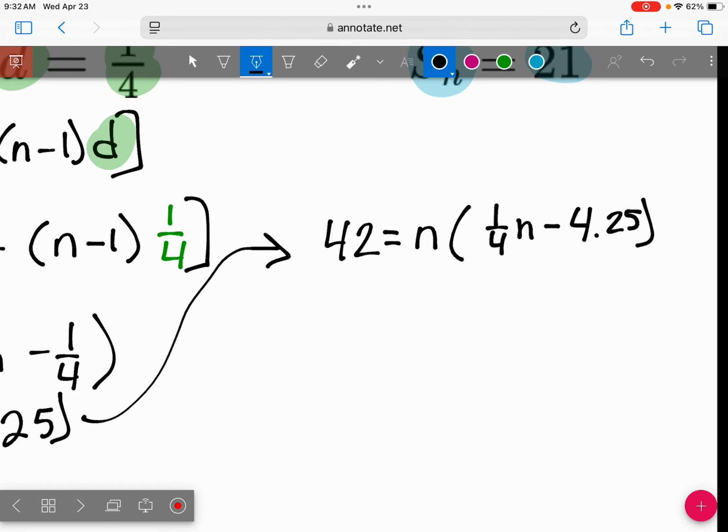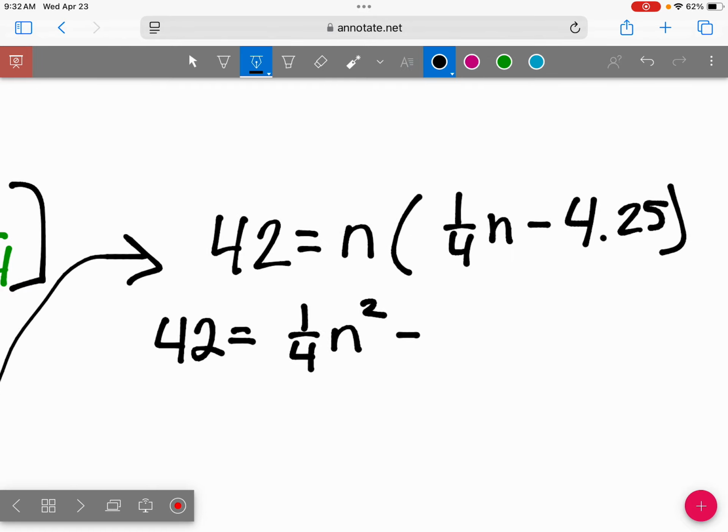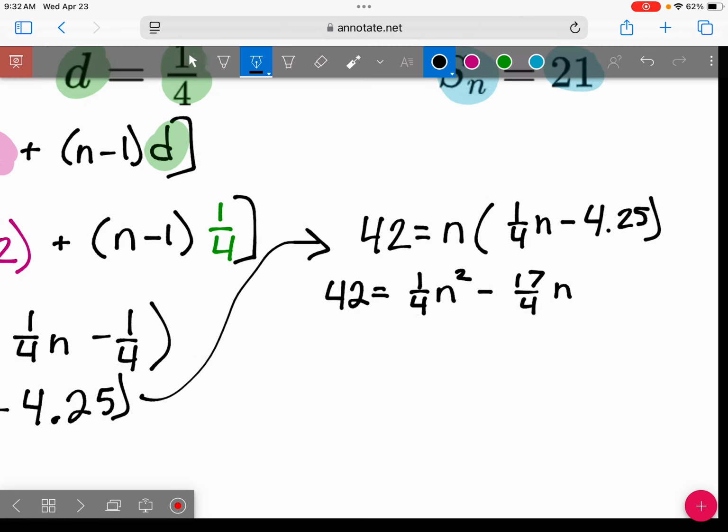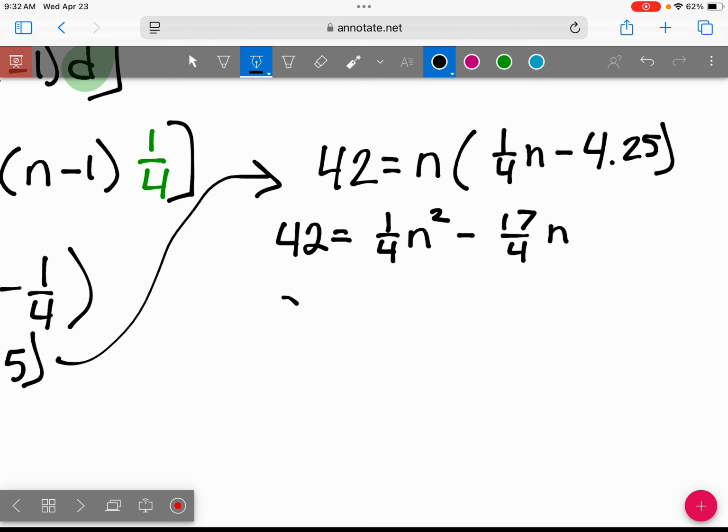Distribute the n, valid. So we've got 42 equals 1/4 n squared, gross, minus our, I'm going to switch this to a fraction. I just prefer that, but that's just me. You don't have to. If you want to leave it as 4.25, that's fine. I'm just putting it as my minus 17/4n. Subtract the 42 from both sides. We'd love that, because that is going to make this equal 0.